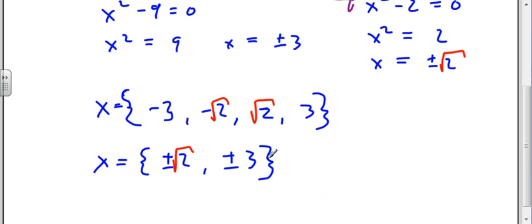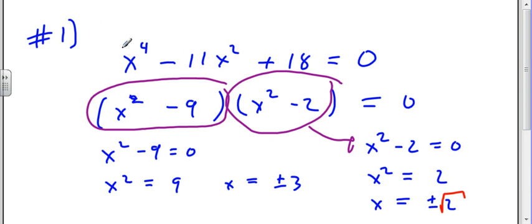Is the issue, do we have to go back in and check our work? And the answer is no, we didn't change the equation ever. But if you wanted to, we could put a 3 in there. 3 to the 4th is 81, right? Minus 99 plus 18, is that 0? Yes, it is. So we checked one of the 4. We could check them all if we wanted to.